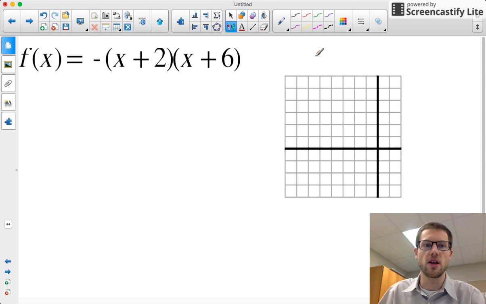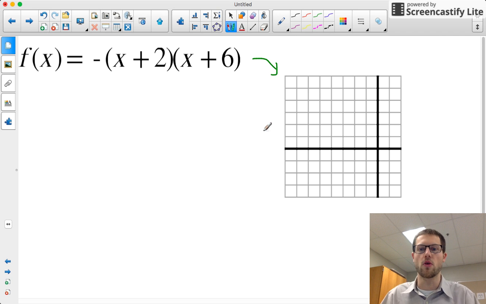Okay, here's a quick example of graphing a quadratic in factored form. We've got this f of x here. It's equal to negative (x plus 2) times (x plus 6). We want to graph this thing on this coordinate plane here.